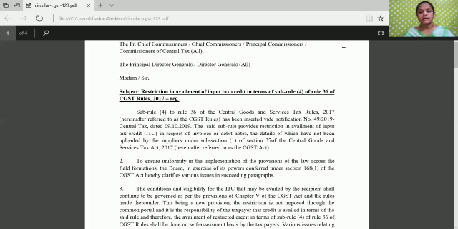Now, new sub rule 4 has been inserted to rule 36 of the CGST rules 2017. It is just an insertion, and the conditions and eligibility of ITC that may be availed by the recipient shall continue to be governed as per the provisions of chapter 5. The board has these powers conferred through section 168 sub section 1. Let's go into the circular.